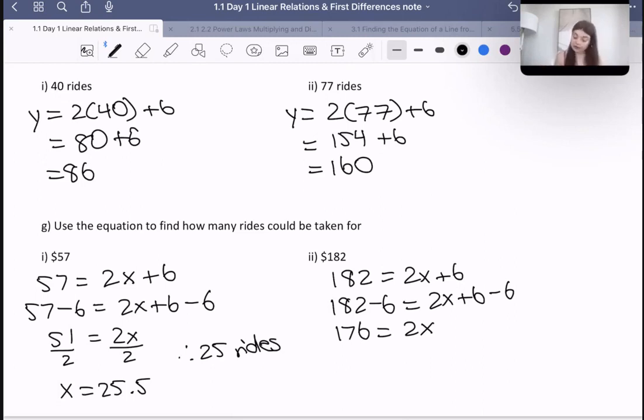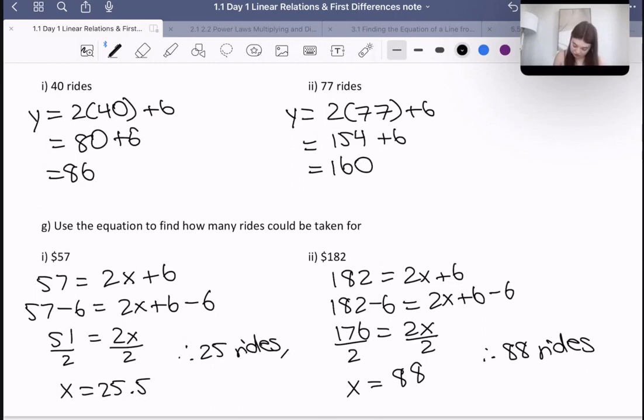Okay, so to get the x down to just x, we're going to divide by 2 on both sides, and we're going to get x equals 176 divided by 2. So what is 176 divided by 2? It's going to be 88. So therefore, we could ride 88 rides for $182, and we wouldn't have any money left to spare.